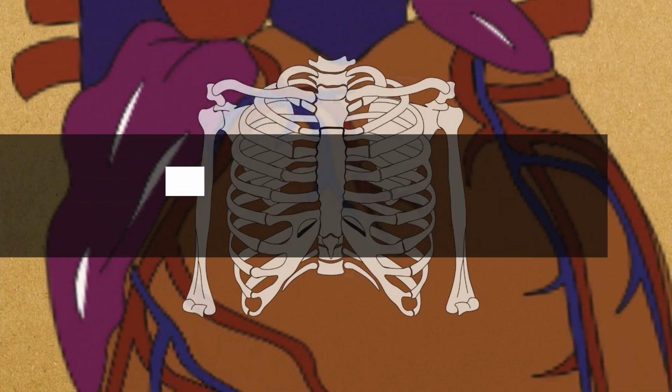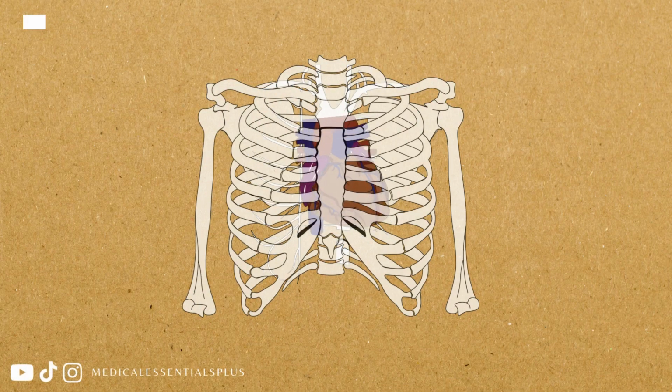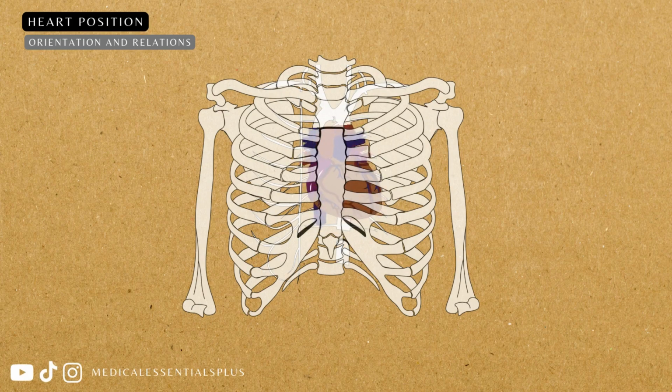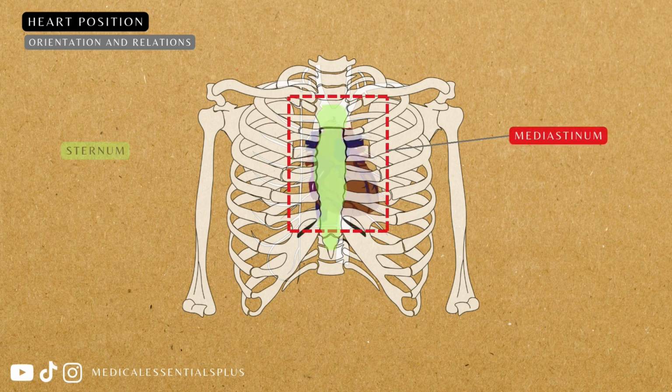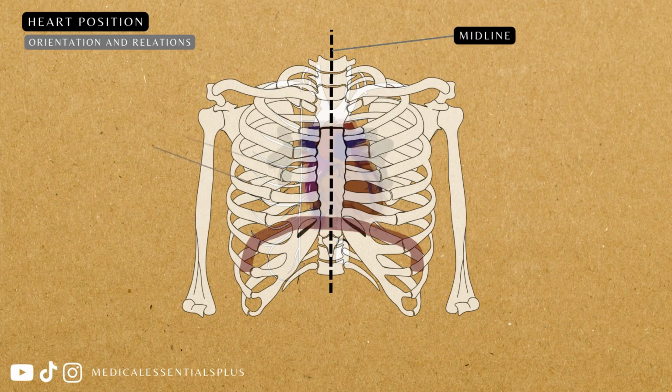Anatomical position. Before we look at the gross anatomy of the heart, let's look at its position. The human heart is located in the thoracic cavity, within the central compartment of the chest called the mediastinum. It is positioned behind the sternum and slightly to the left of the midline. Its inferior surface rests on the superior surface of the diaphragm. Its lateral borders are flanked by the left and right lungs.